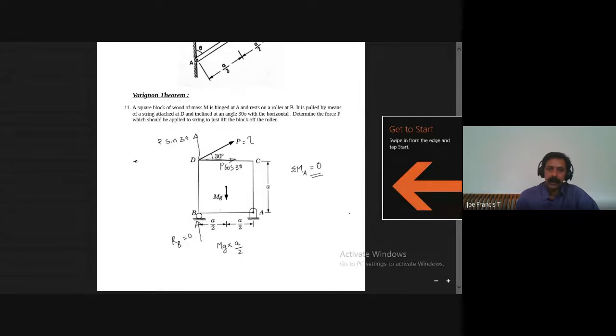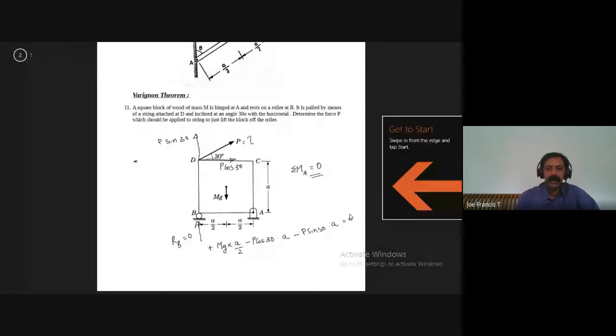Okay. Now the moments due to P, we have already resolved. So this is anticlockwise, so this is plus. The next two are clockwise moments. P cos 30 will make a moment at A, that will be clockwise, minus P cos 30 into A, minus, again this will make a moment, minus P sin 30 into A is equal to 0.